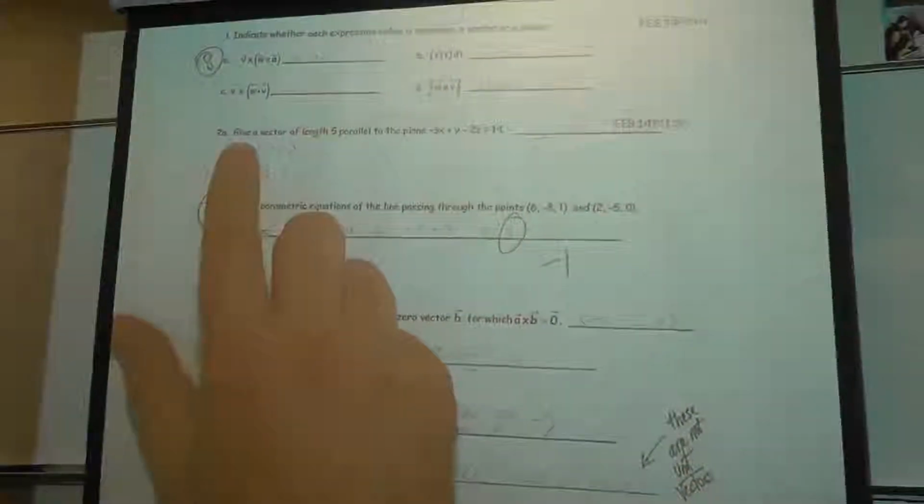I just went through each test and took the same kind of problem and changed things around. Like on this one, 2A here, give a vector of length 5 parallel to this plane. On the second attempt test, it may be, give a vector of length 8 parallel to a different plane.